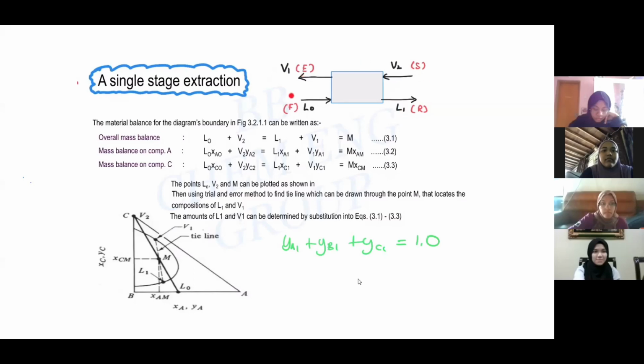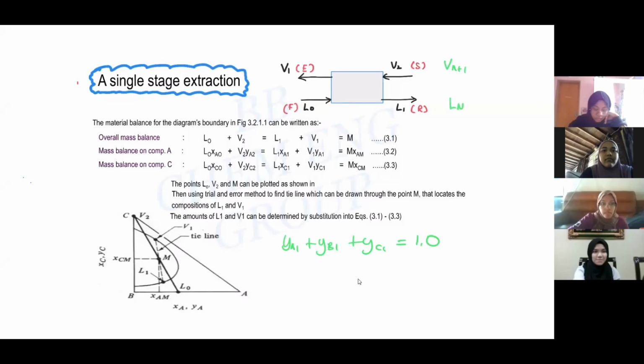Because all are liquids, even though the symbol is V for the extract stream and the solvent stream, they are in liquid form. So all four streams that you have here must have components in liquid form. If you're dealing with multiple stages, only V2 will become Vn plus 1 and L1 will become Ln.